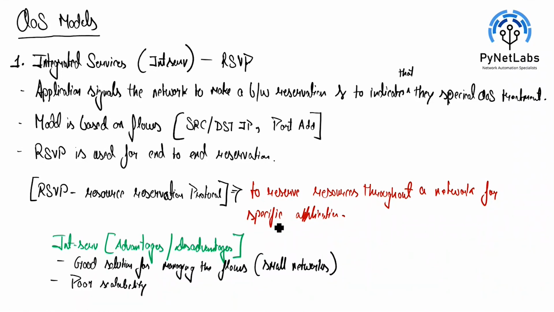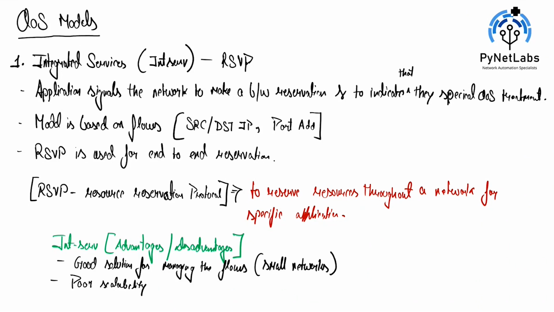So this is your first QoS model, which stands for IntServ, or integrated services. You can also get this term as IntServ. What is IntServ? We can say that this is basically a part of your QoS models. Now coming to the next model, we have differentiated services. What is the meaning of differentiated services here? We are going to see differentiated services as well.